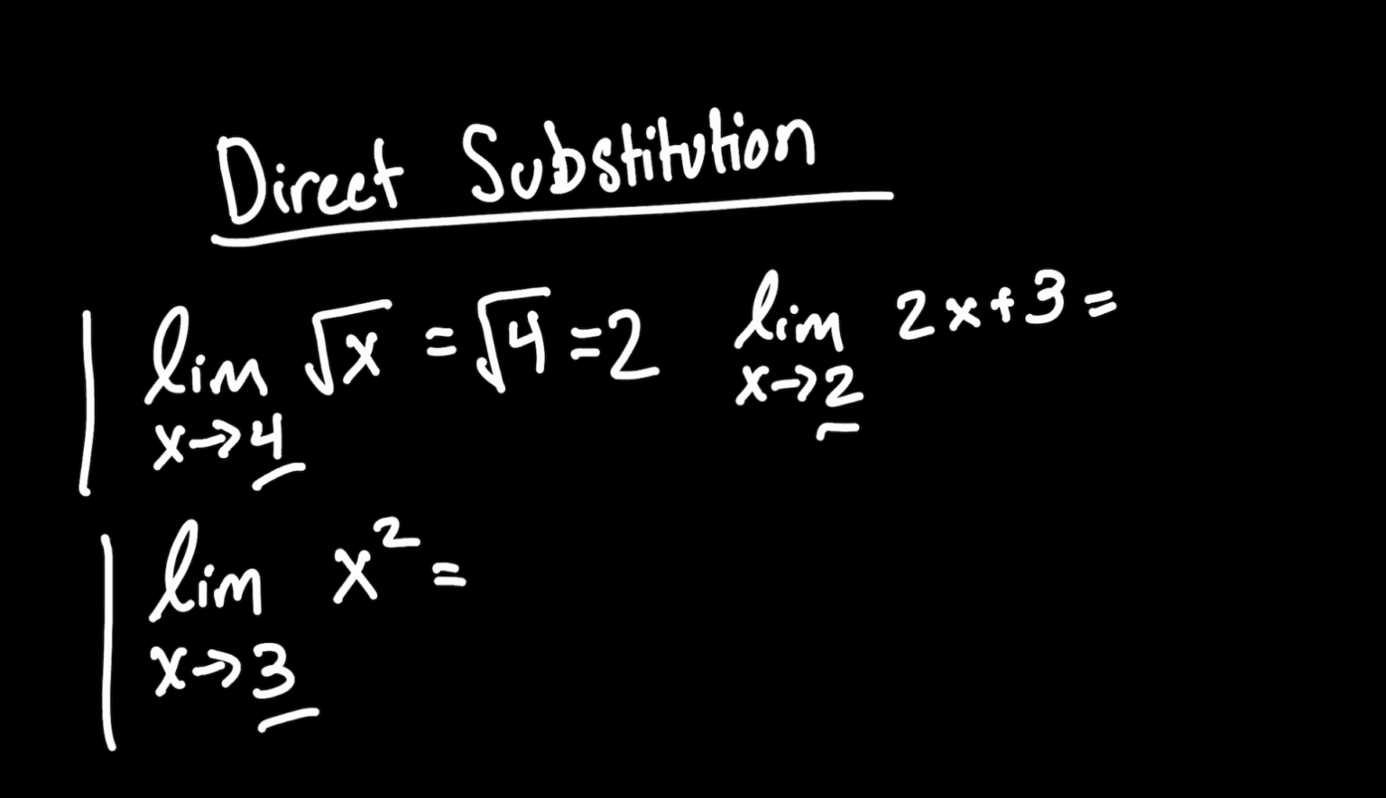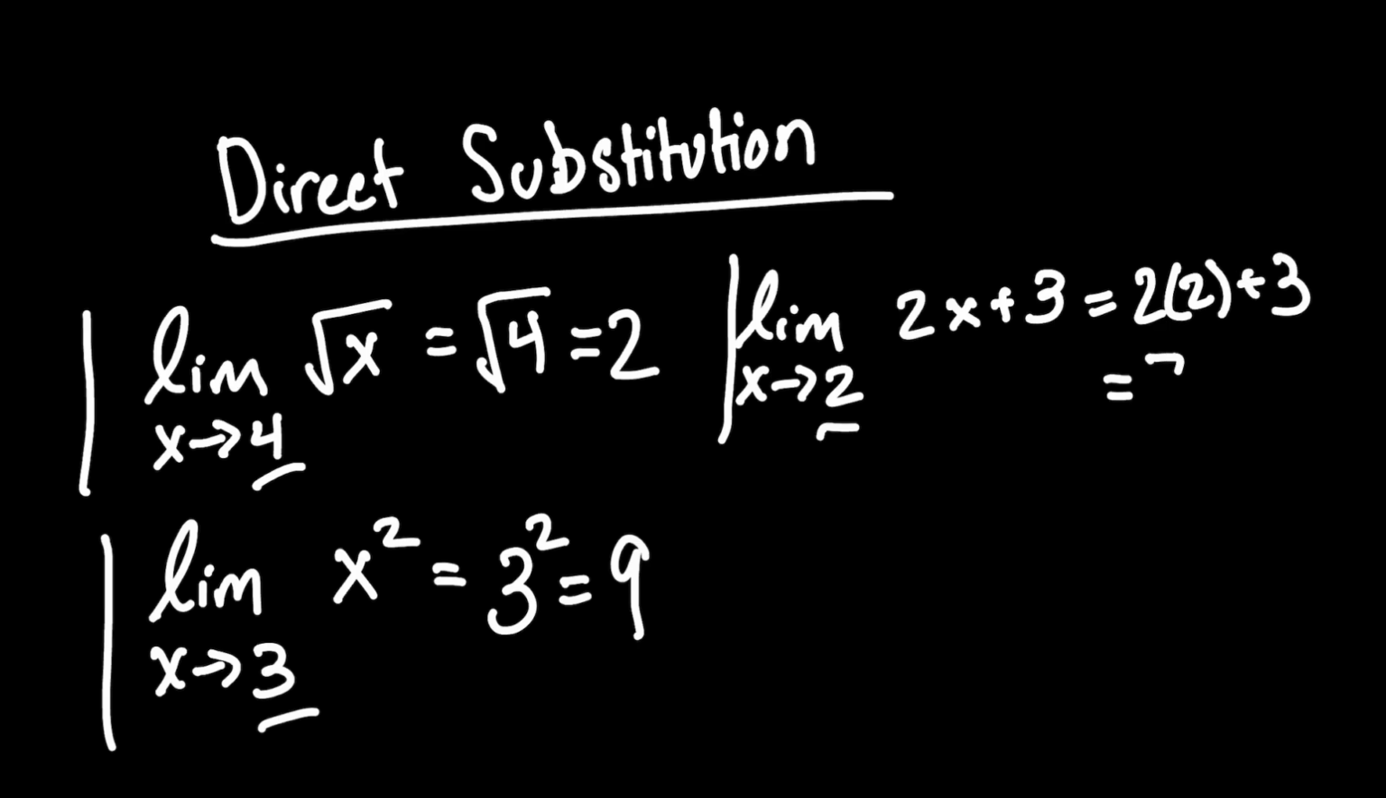In this limit right here, as x approaches 3 of x squared, we can plug in 3 squared. That'll give us 9. That's the answer to our limit here. And our last one, we can directly substitute 2 in for 2x plus 3, and we'll find that the limit is going to equal 7.